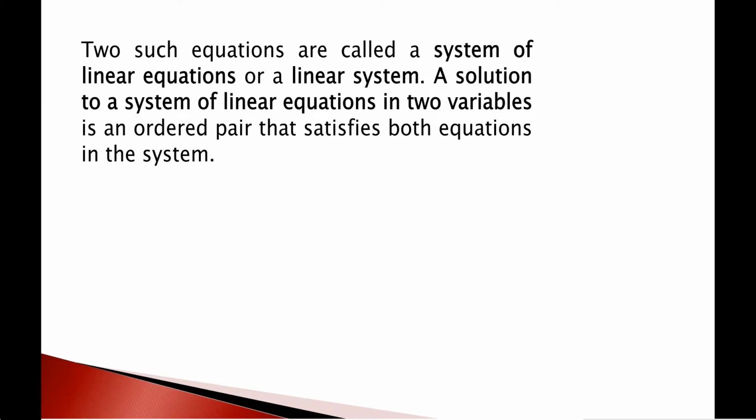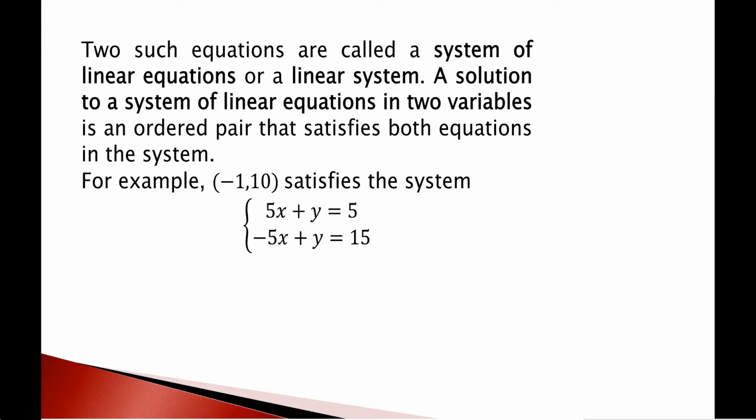When two such equations, that is two linear equations, together form a system, we call this system a system of linear equations or a linear system. And a solution of a linear system of equations always comes in an ordered pair. For example, negative 1, 10 satisfies the system 5x plus y equal to 5, negative 5x plus y equal to 15. There are two linear equations together, it forms a linear system of equations, and negative 1, 10 is the solution of this linear system of equations.